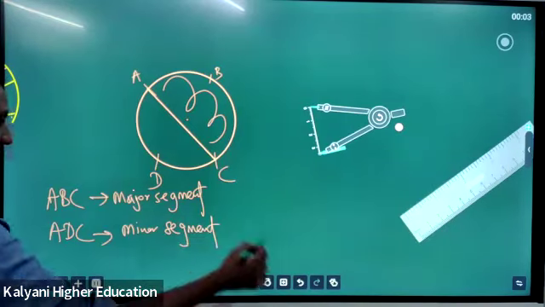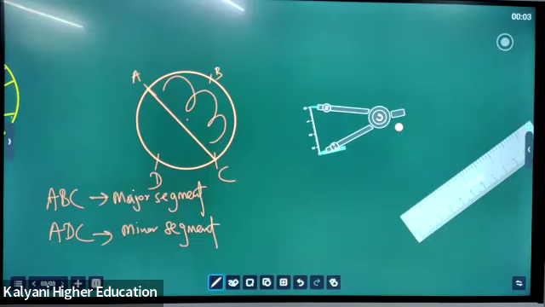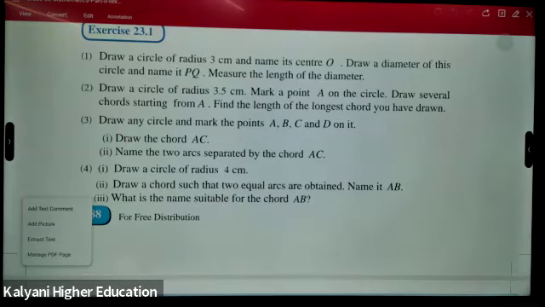Minor segment. Next, what do they ask? Name the two arcs. Draw the chord AC. Name the two arcs separated by the chord AC. What are the two arcs?